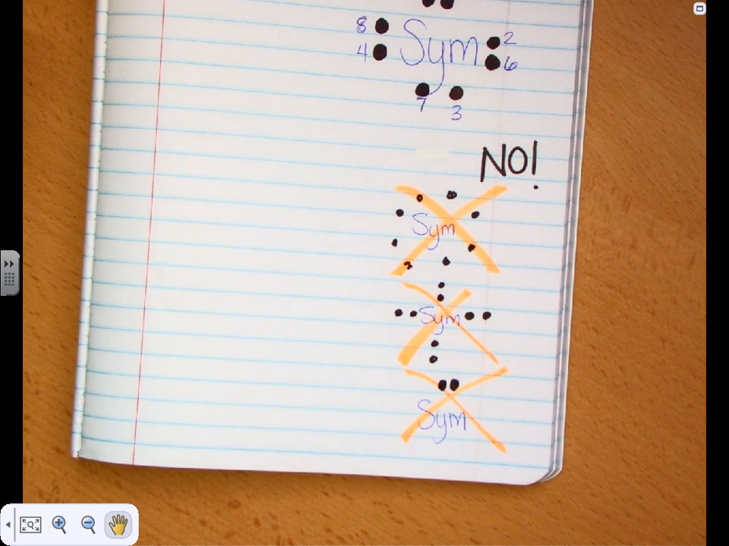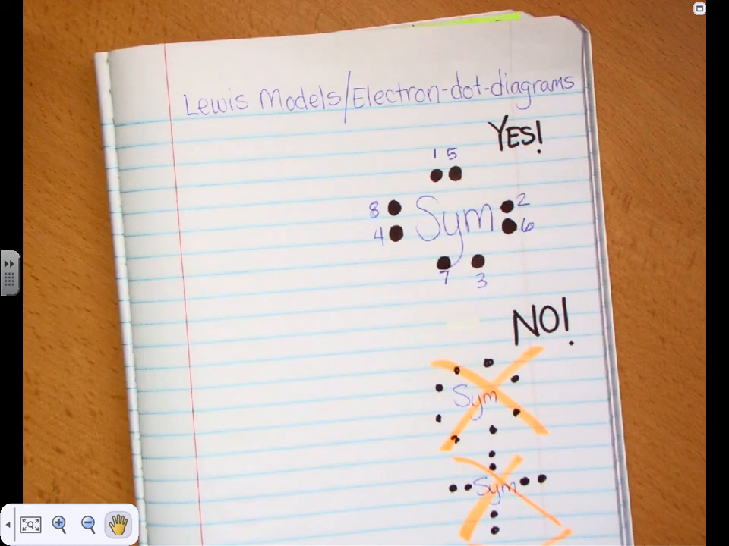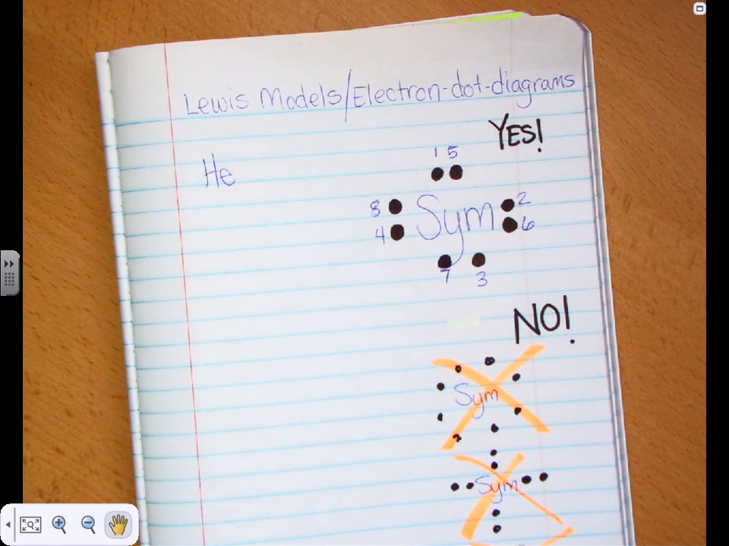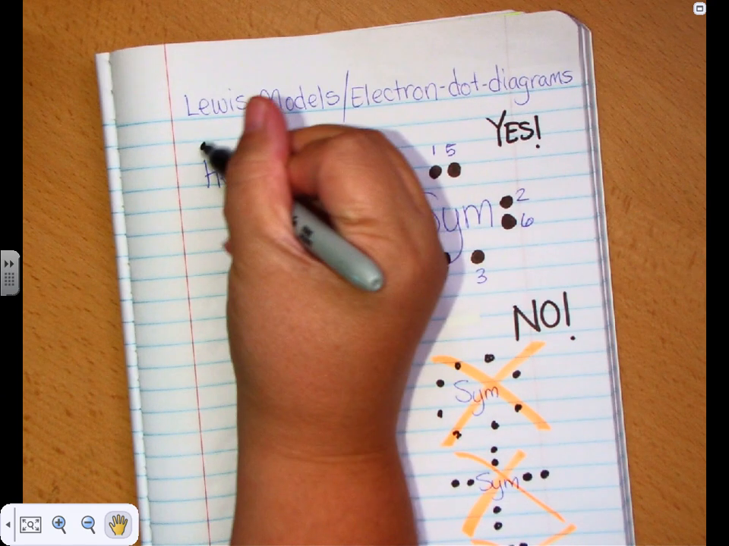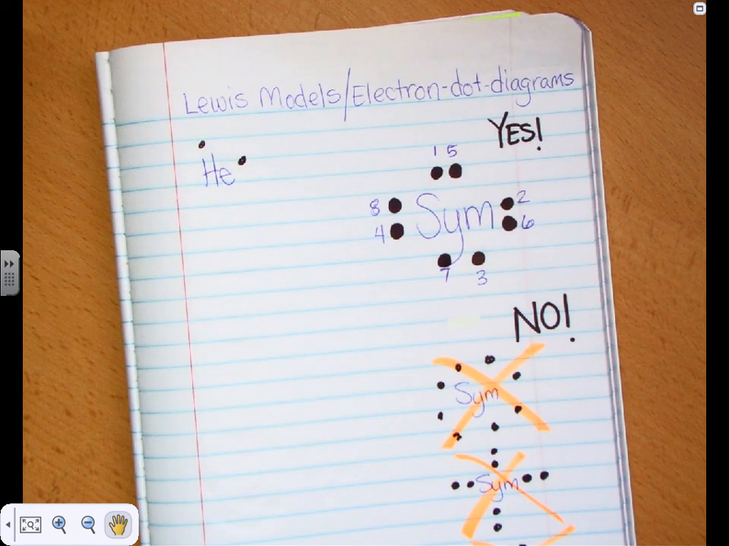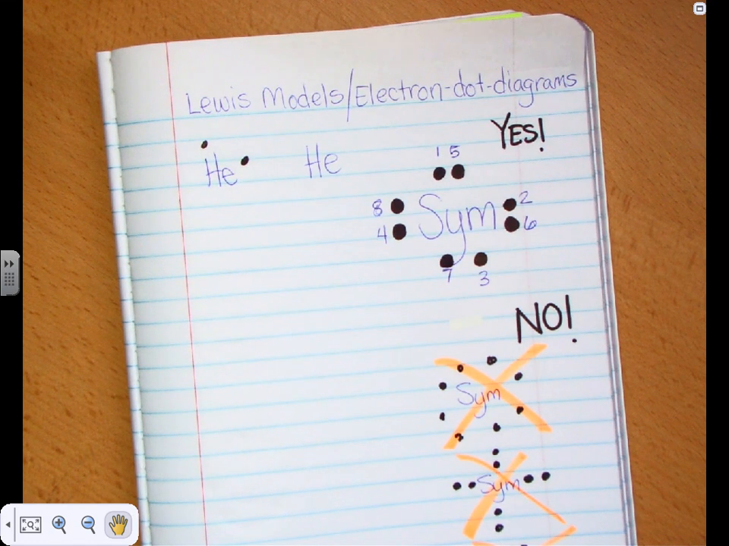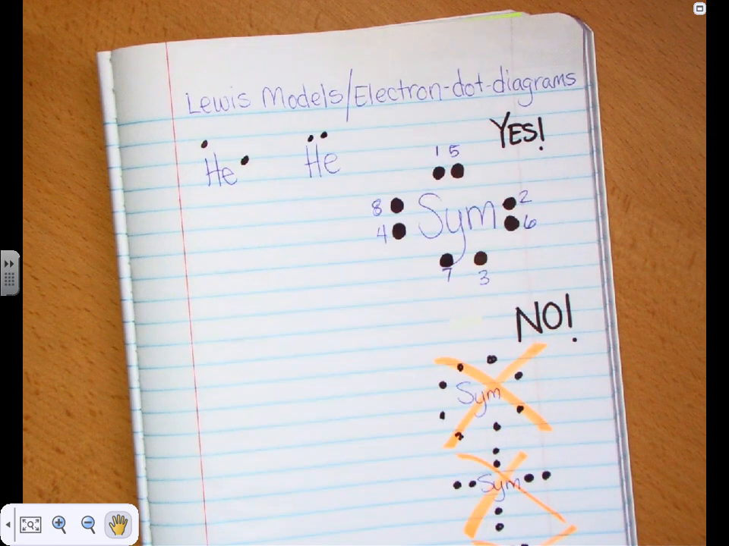So here's what I want you to do. Make me a Lewis dot diagram for helium. Your helium dot diagram should look like this. Did anybody do this? Raise your hand if you did that. This is a no, don't do that.